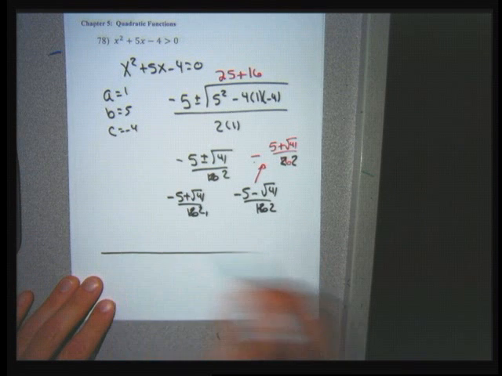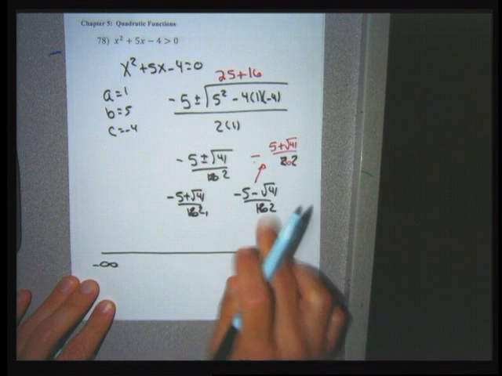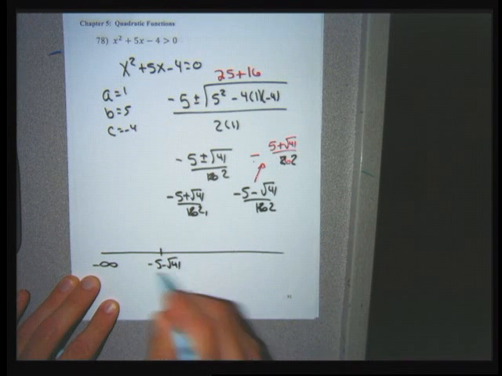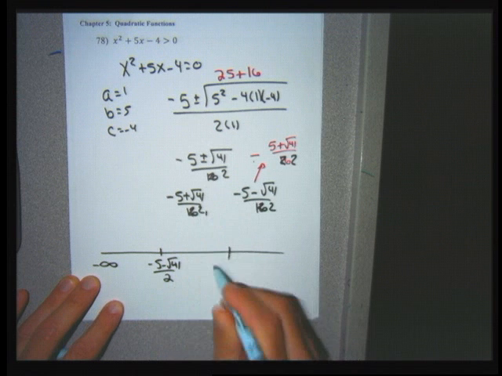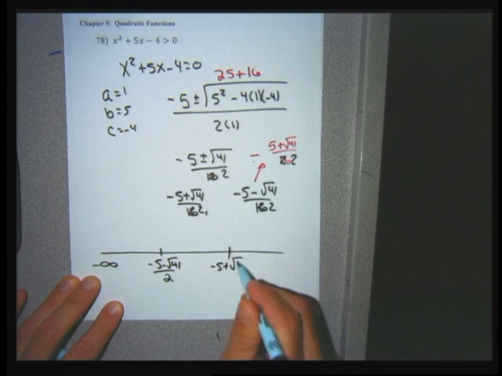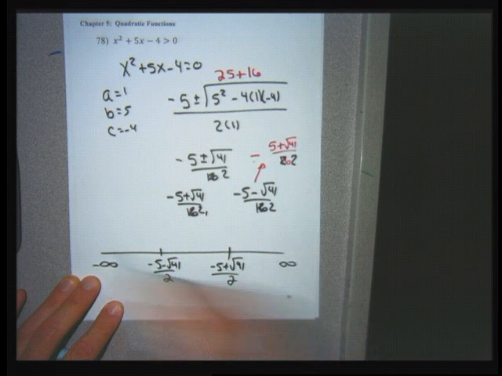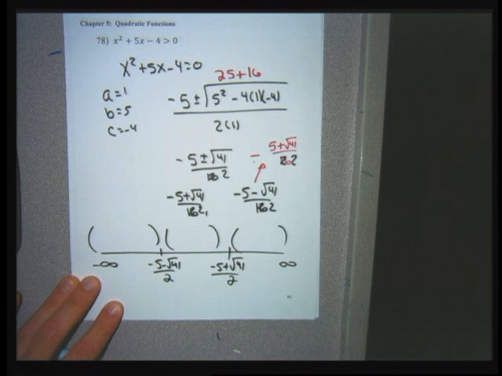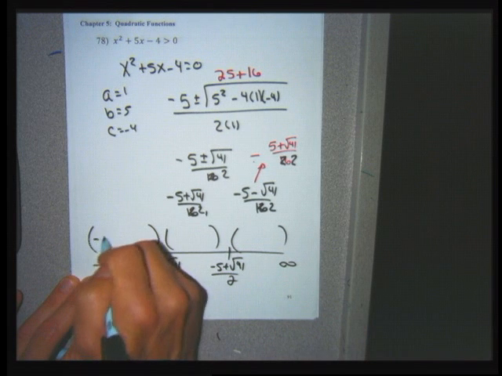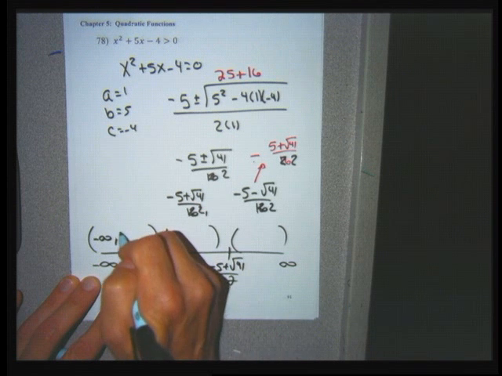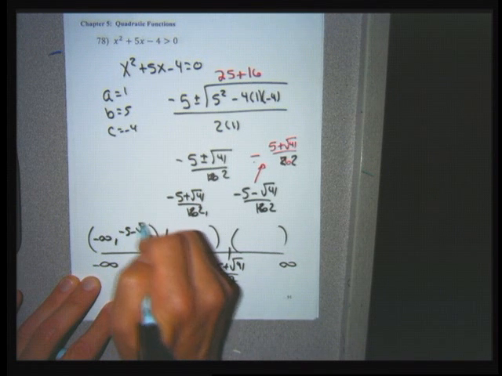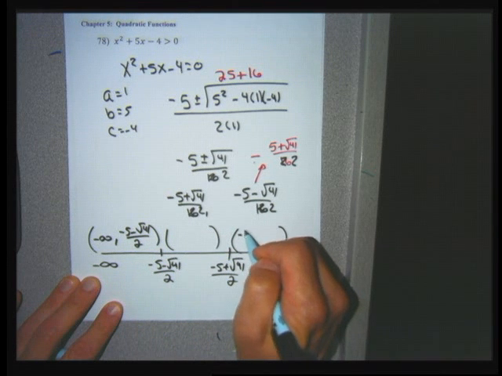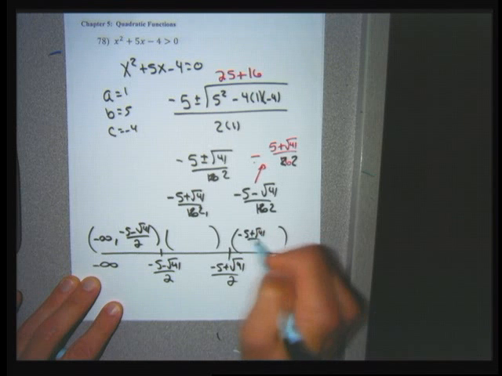So on my number line, I would get a negative infinity. This one is smaller, so I'm going to get -5 minus the square root of 41 over 2. This one is bigger, -5 plus the square root of 41 over 2, and then infinity. So I get one interval, middle interval, last interval. I'm going to cheat and just not do my full table and I'm just going to take the first interval and the last interval for my answers. And if you wrote the calculator version of the interval with the negative factored out, I'm completely fine with that.